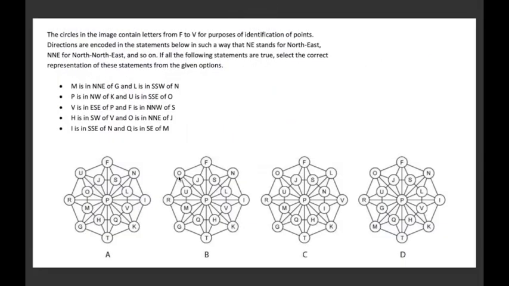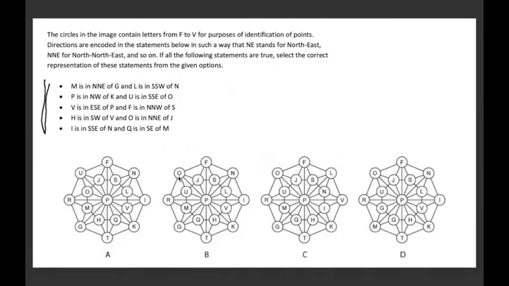The circles in the image contain letters from F to V for purpose of identification of points. Directions are encoded in the statements below in such a way that NE stands for northeast, NNE stands for north-northeast, and so on. If the following statements which are given here are true, select the correct representation of these statements in the given options. Okay.